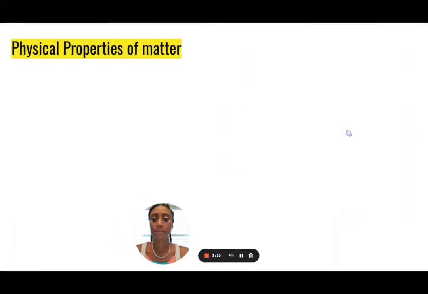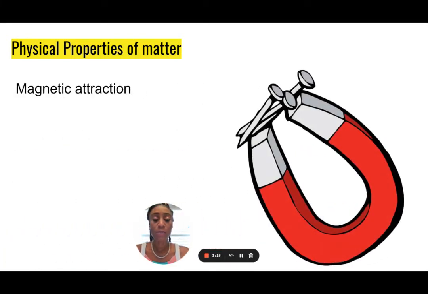Here we have a magnetic attraction. In the labs, we do a lot of experiments with magnets, and in life, in your cell phone, in your appliances, there are a lot of magnets. So it's important for you to learn about magnets and magnetic attraction, right?